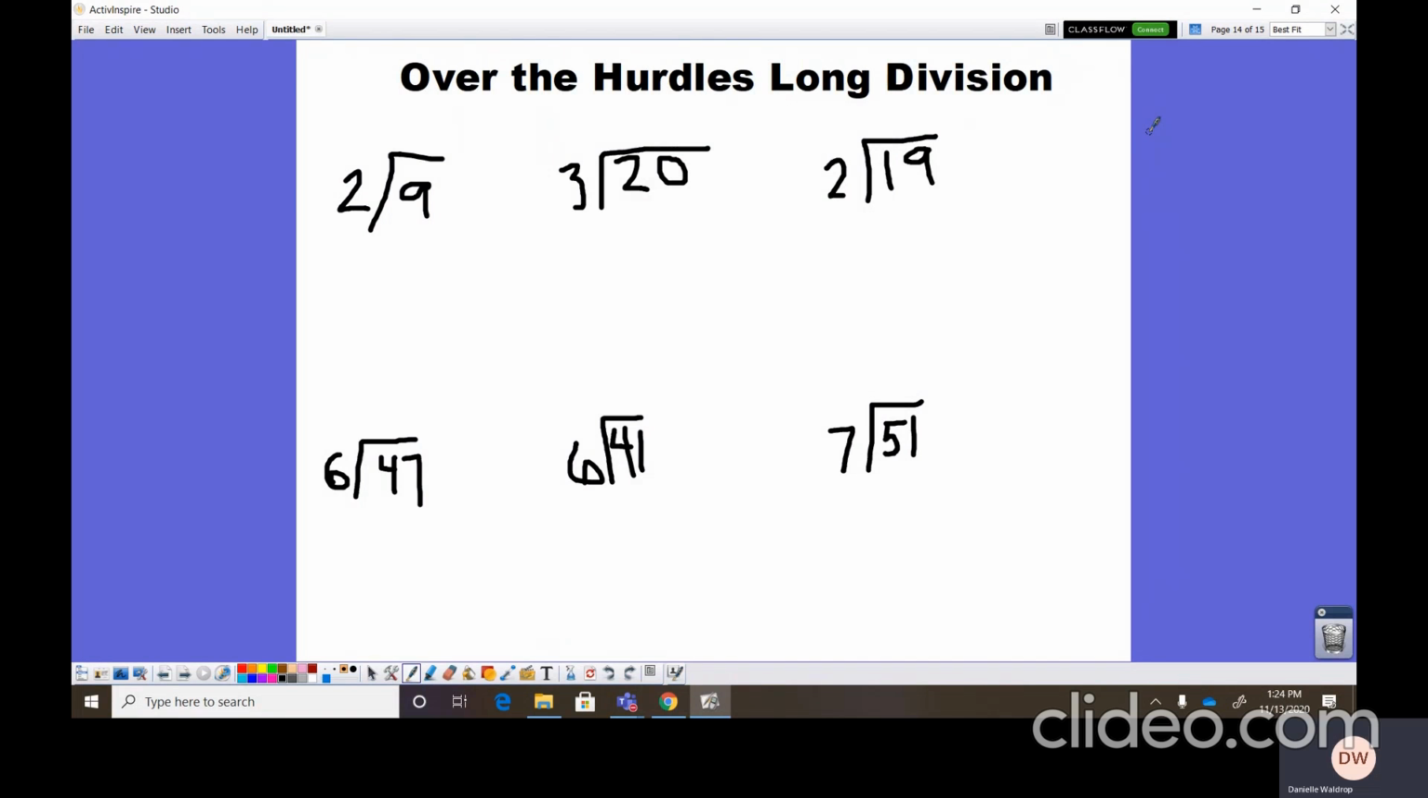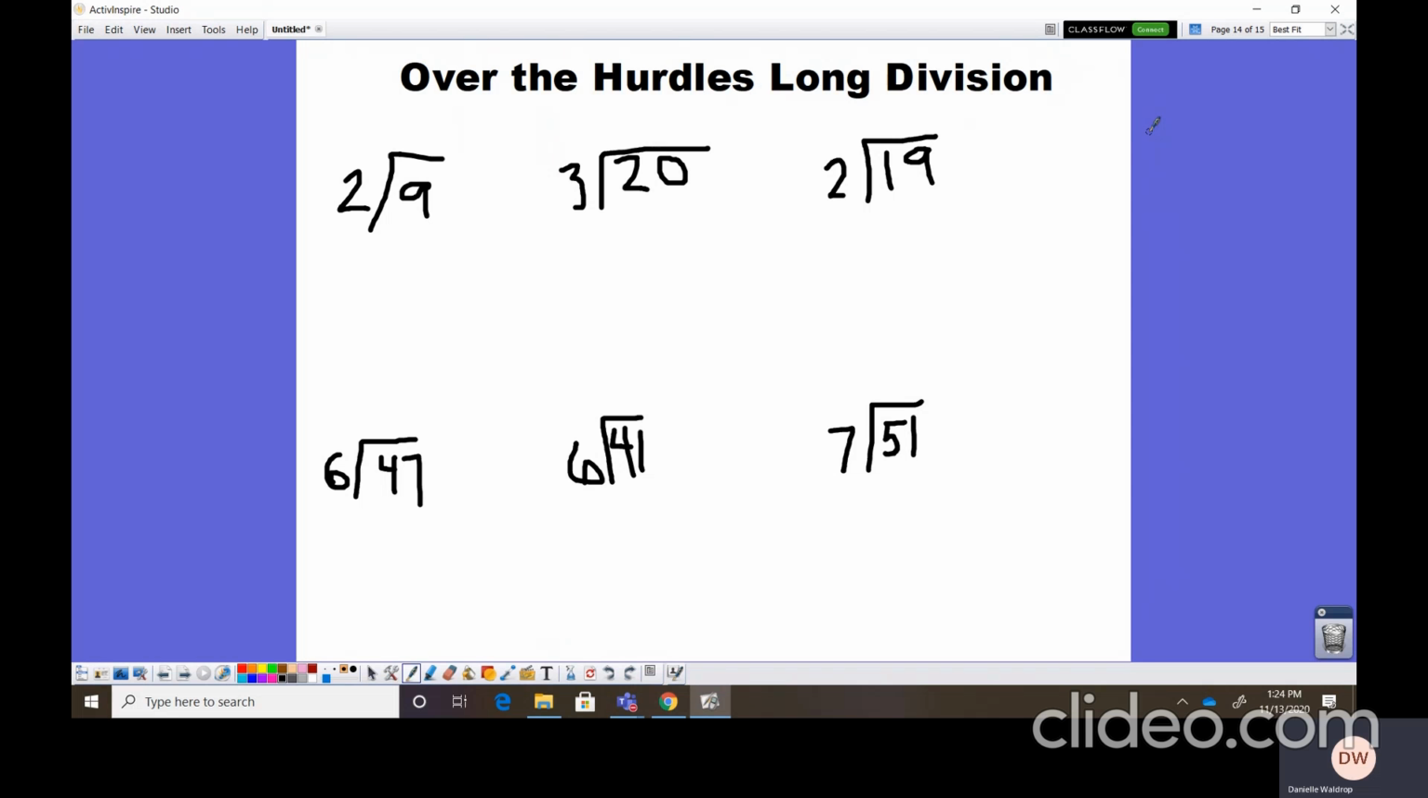So if you don't have that worksheet, go ahead and pause the video and get your worksheet and your pencil ready. And then after we practice over the hurdles together, you're going to do the division sheet on your own, for the other half of the day 4 worksheet for today.